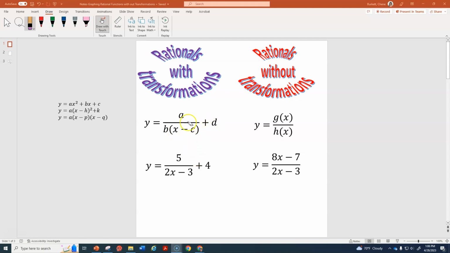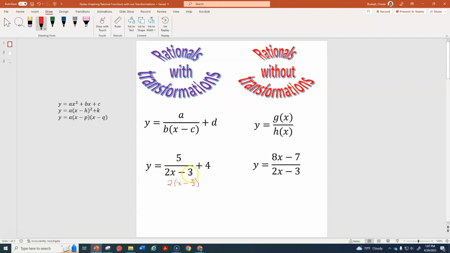An example of that is the problem that I have written here, where the value of a is 5, and that tells us that we're going to have a vertical stretch by a factor of 5. I can't see my b because I don't have it factored out, but if I factored out that 2, I would have x minus 3/2. So I would see my b has a value of 2. That means I'm going to have a compression by a factor of 1/2.